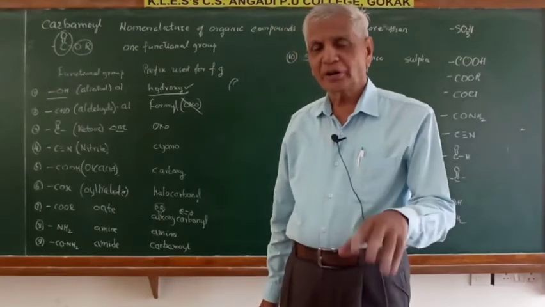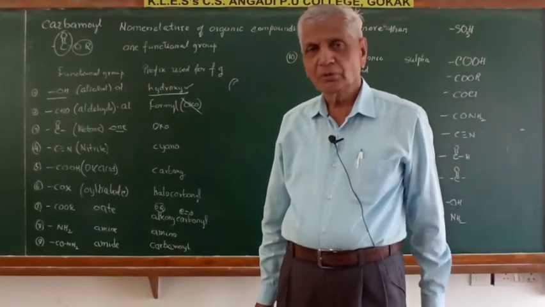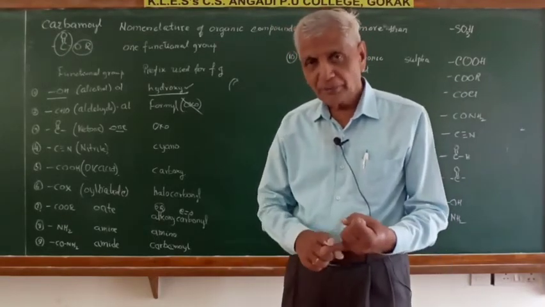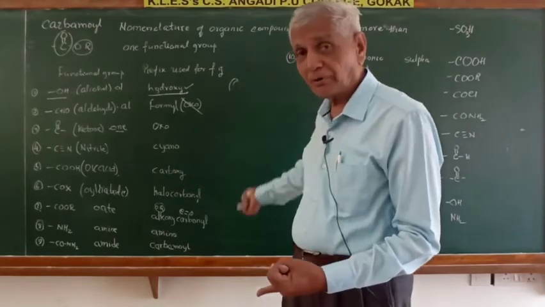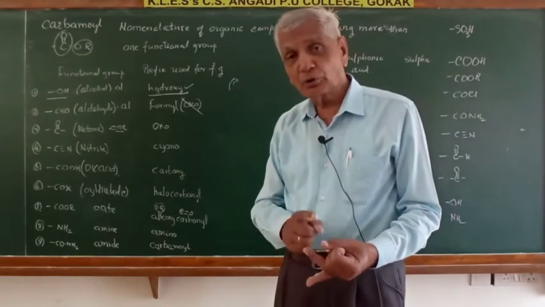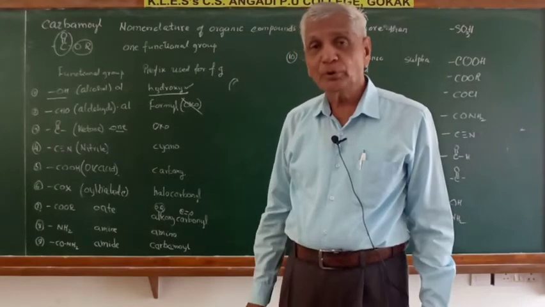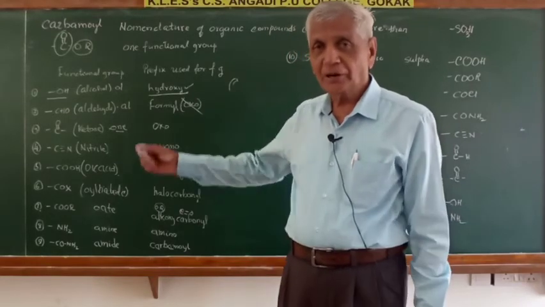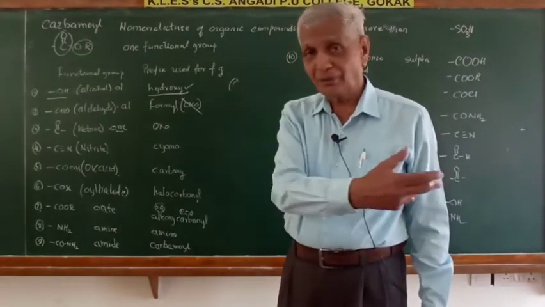So for compounds containing more than one functional group, what do you have to do? First select the main functional group in that order. Then if other functional groups are there, you have to name them using the prefixes. I will give you some examples. Solve them.